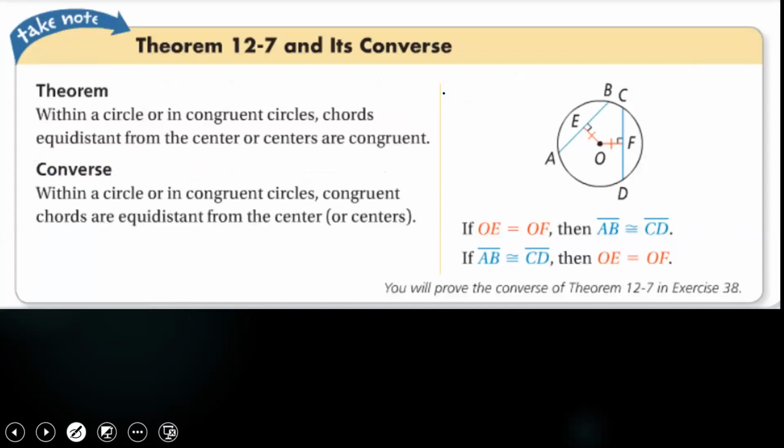Now here, Theorem 12.7 and its converse. Within a circle or in congruent circles, chords equidistant from the center or centers are congruent. If you have a circle, or two congruent circles, with a center O, and OE and OF are perpendicular to two chords AB and CD, and if OE has the same distance as OF, that means chord AB will be congruent to chord CD.